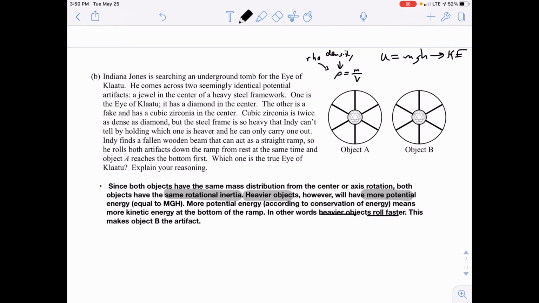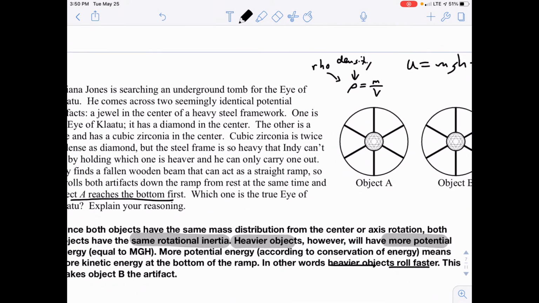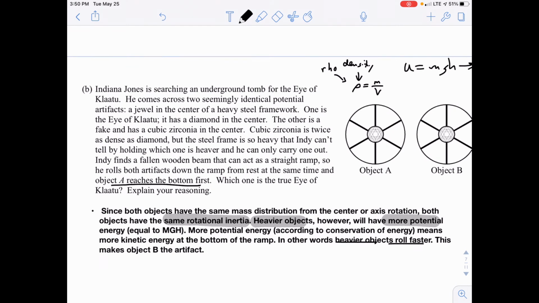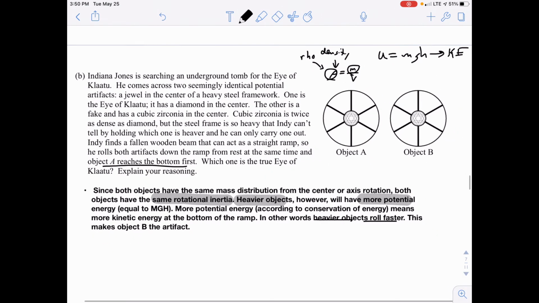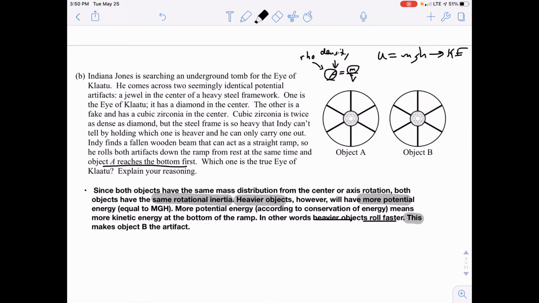Since object A reaches the ground first, it is clearly the one that is more dense. Twice as dense means twice the mass. That means object B, that loses the race, is your true artifact.